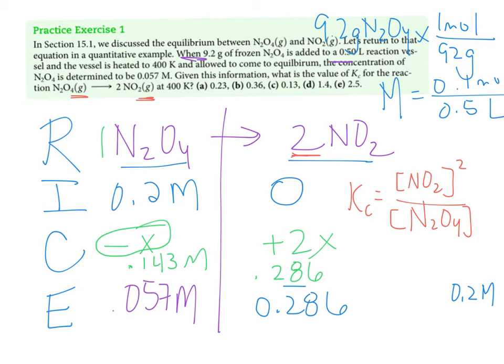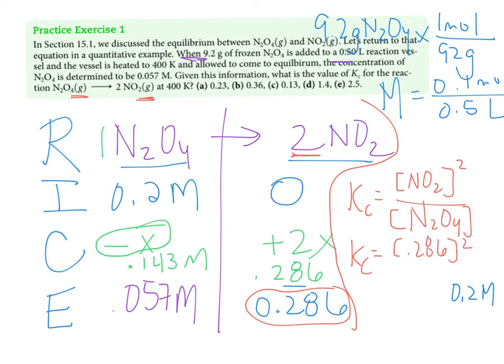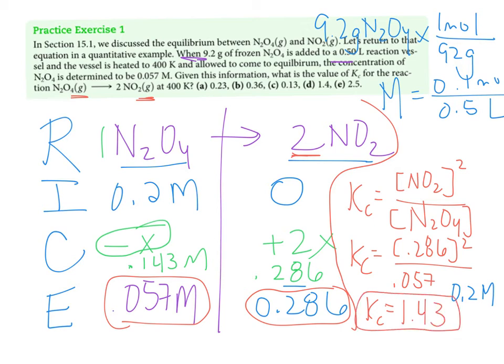So now I can substitute. Just going to put a line here. Kc equals 0.286 squared over 0.057. So Kc equals 1.43. So the correct answer is D.